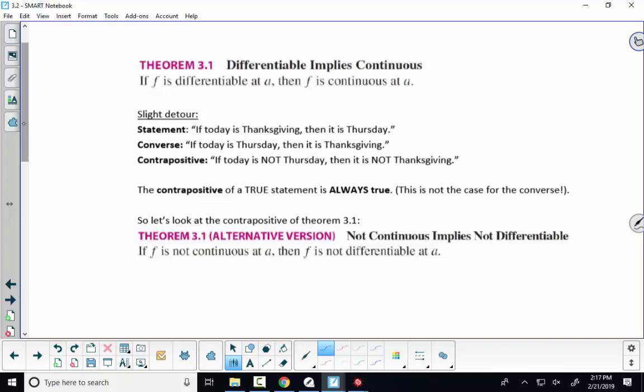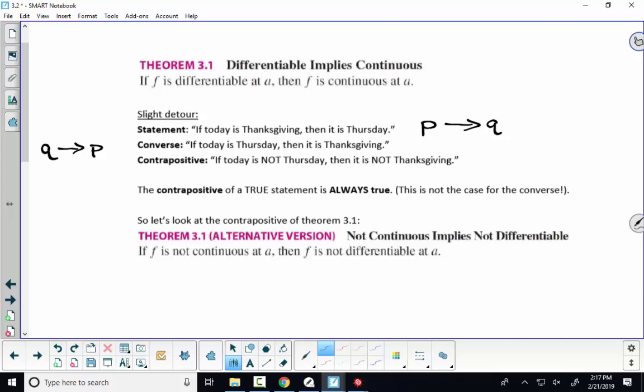there are other ways to rearrange statements. One being the converse. This is where we rearrange the statement. The converse of our statement is if today is Thursday, then it is Thanksgiving. Symbolically, the statement would be, if P, then Q. The converse is just a rearrangement. It says if Q, then P.